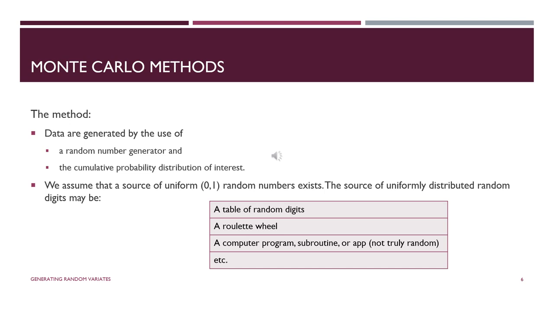We always assume that we have a steady, reliable source of uniform 0-1 random numbers. So we assume we can get a string of random numbers between 0 and 1. And there are various ways we can get them. Of course, we're more than likely nowadays to get it from a program that generates pseudo-random numbers. But we could be using a table of random digits. We could be using any probabilistic device like a roulette wheel, maybe even a deck of cards.